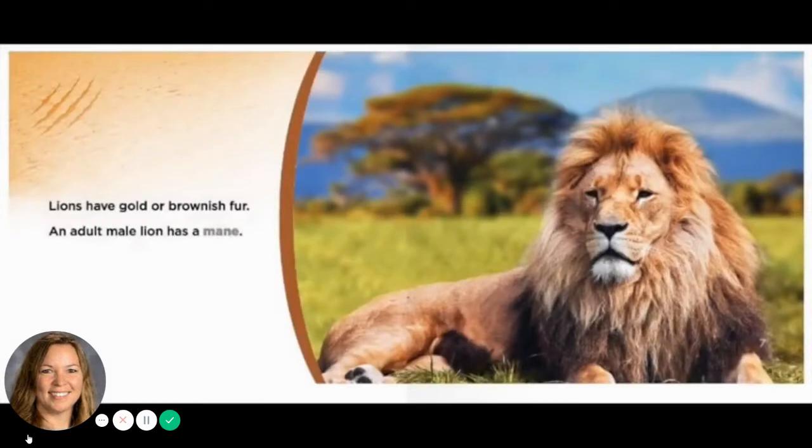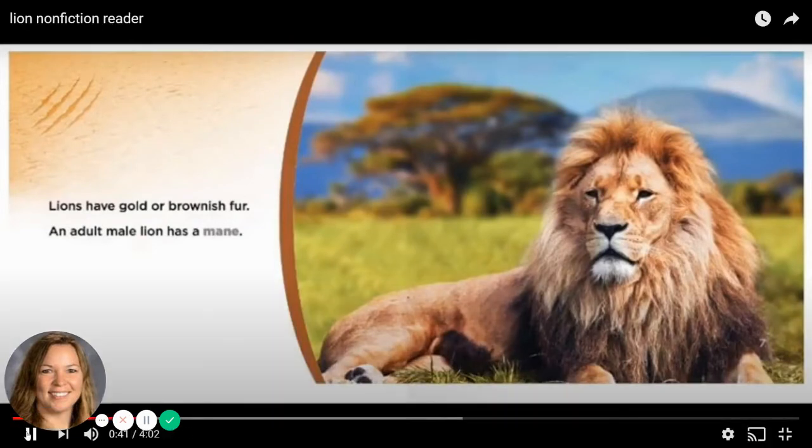Lions have gold or brownish fur. An adult male lion has a mane. Here's another word that sticks out, and I'm wondering what that means. So I take a look at the words around it. Lions have gold or brownish fur. An adult male lion has a mane. So we know that we're talking about the fur, gold or brownish fur. So a mane is some type of fur that only a male lion has.